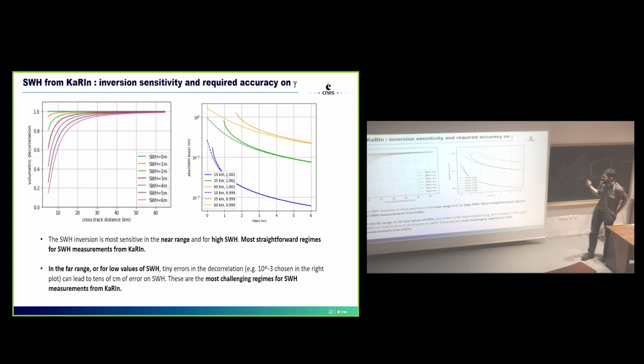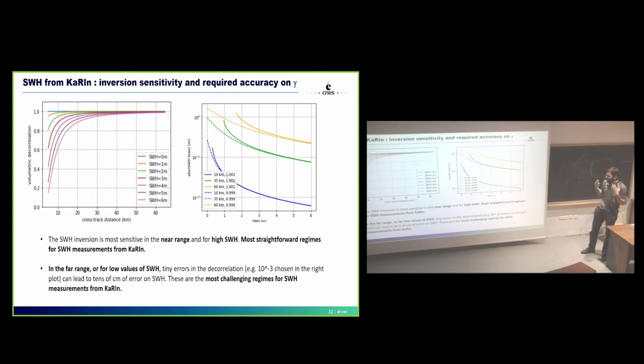So if you control the instrumental effects in your volumetric decorrelation to 10 to the minus 3, which is a challenge, as I'll explain in a second, you're still making errors of tens of centimeters on significant wave height. And you'll notice that not only does the error increase with cross-track distance, again, that's the fact that here the curves are all together, but also the error increases as you decrease significant wave height. Here, essentially, the blue and the orange are closer together than the last two, right? So you're also less sensitive for small significant wave height.